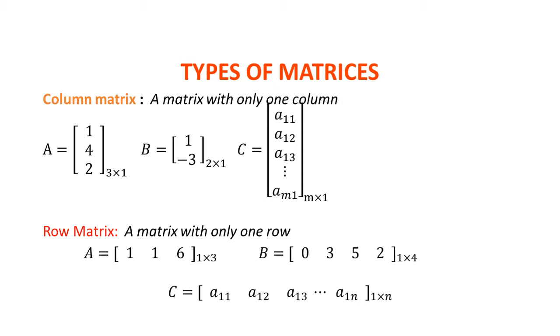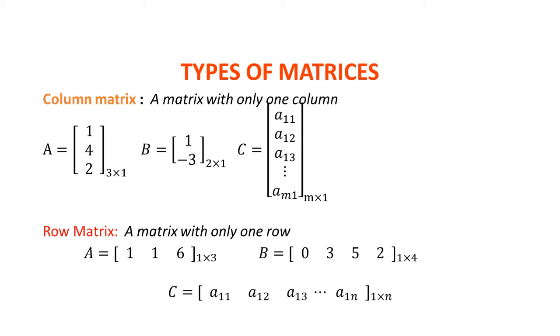So now we are going to see the types of matrices. There are many types of matrices. The first type is a column matrix. What is a column matrix? A matrix with only one column is called a column matrix.